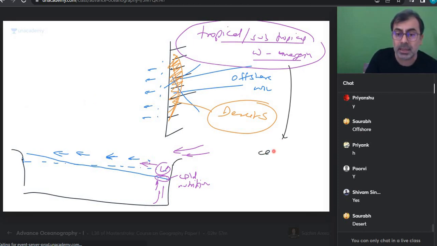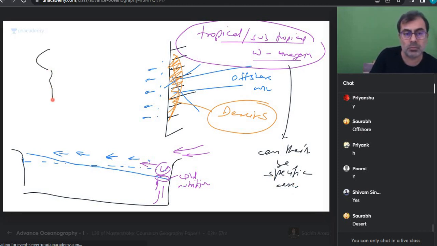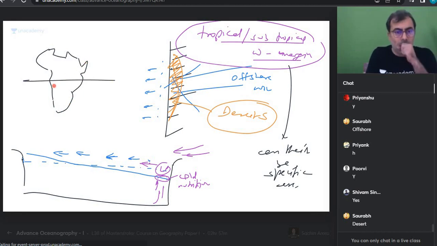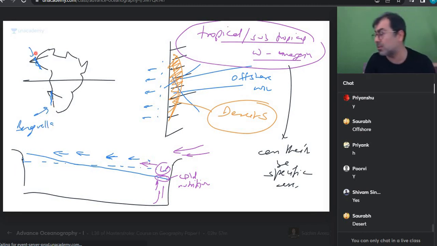But can there be specific cases? This is Africa, everyone. This is the trade wind. True. We have upwelling happening in this region. What region is this? Which current? Venezuela current. Which current is here? Tell me, which island group has its current here? Tell me the name.